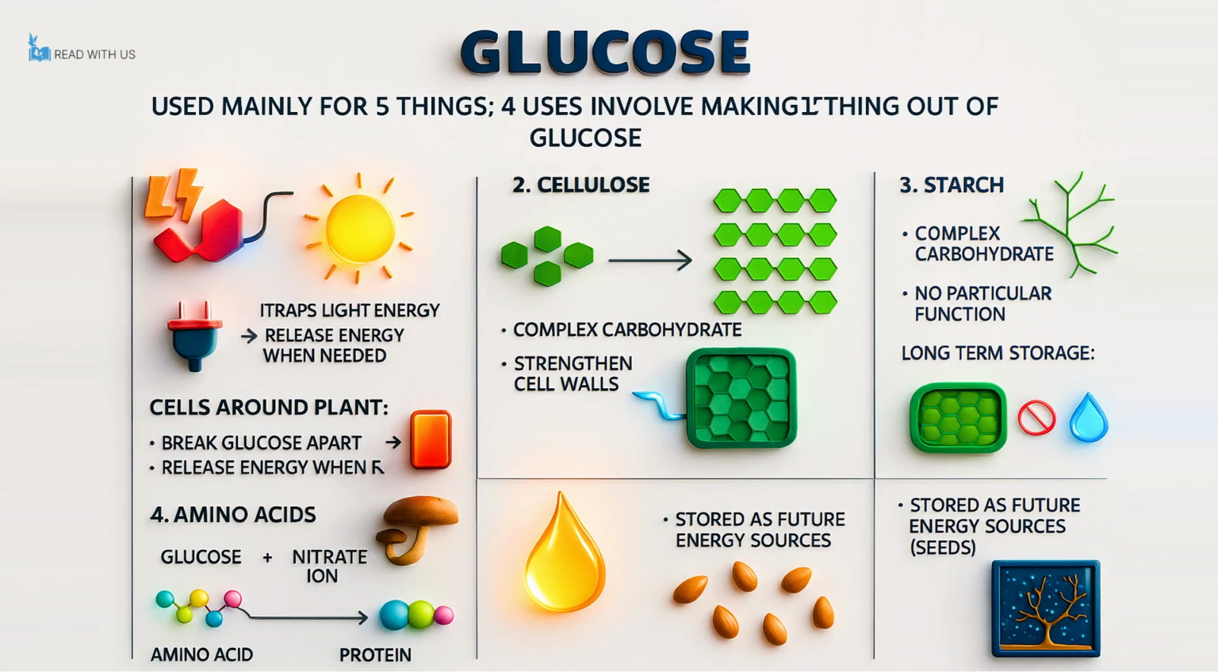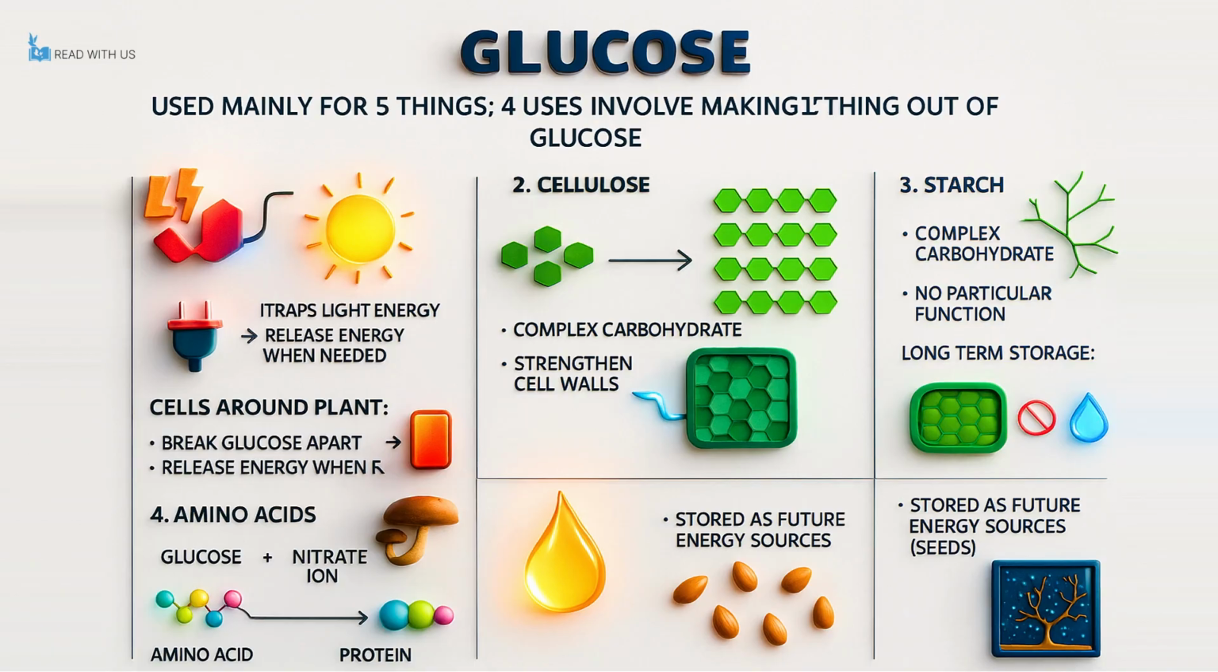The remaining 4 uses of glucose involve creating other substances. For instance, many glucose molecules can be joined together to form cellulose, a strong and complex carbohydrate that plants use to reinforce and build their cell walls, giving them structural support.